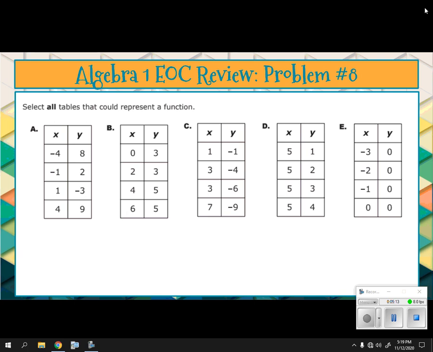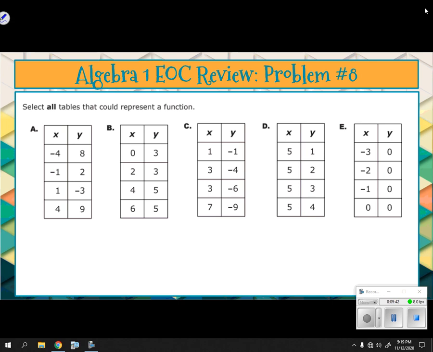All right, select all tables that could represent a function. So you have to choose at least one, I would assume. If none of them work, then I might want to indicate that somehow. But this is a multiple select, so I would say that if one of them does not represent a function and they don't give you that option, then one of them is at the very least. But this may mean that more of them are.